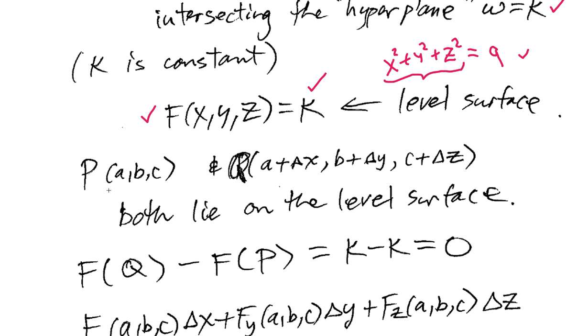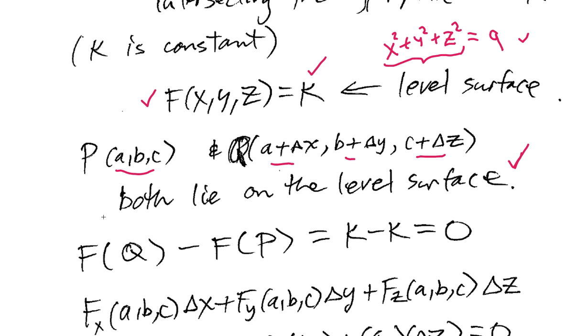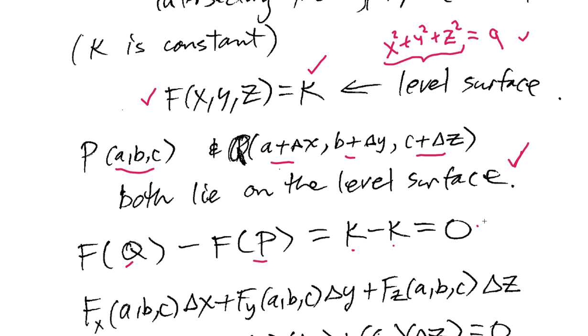I'm going to have 2 points on that level surface: P, which has coordinates a, b, c, and Q, which has coordinates a plus delta x, b plus delta y, c plus delta z. They both lie on that level surface. This should be looking familiar. I'm going to find the equation of the tangent plane to that surface. The function evaluated at Q minus the function evaluated at P are both going to give you k, so their difference is 0.